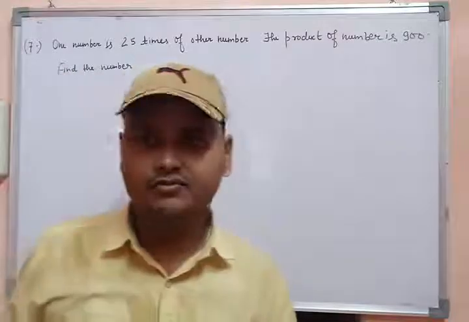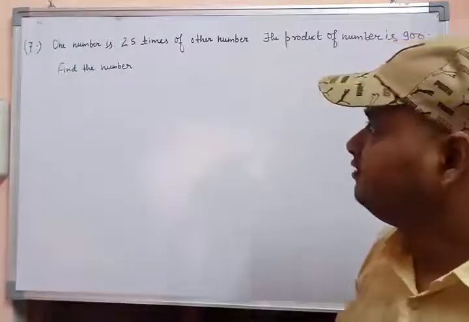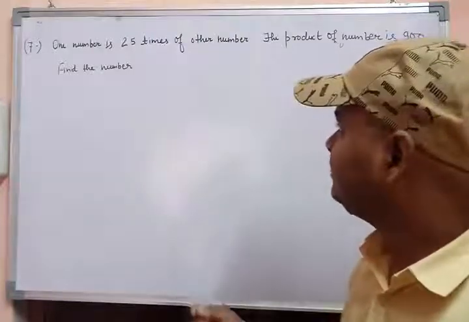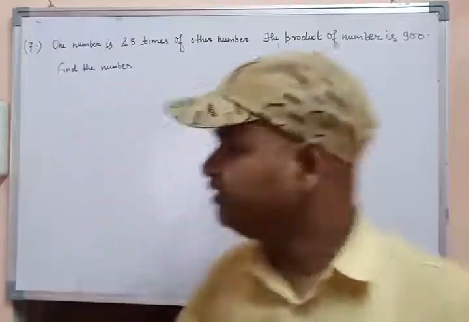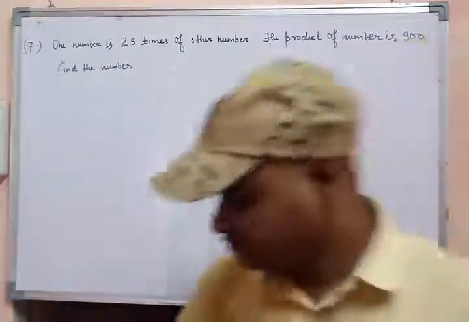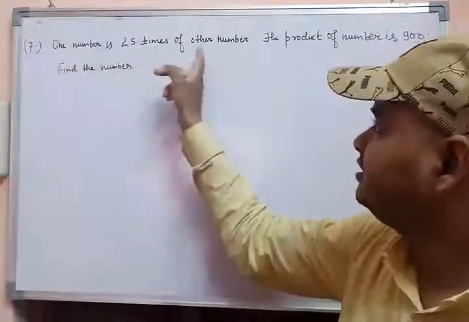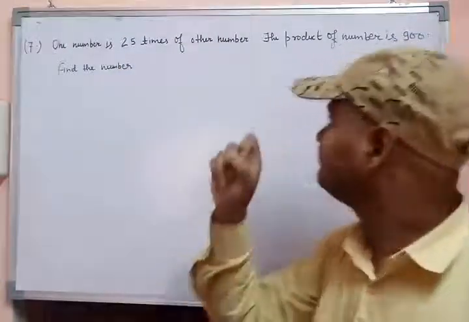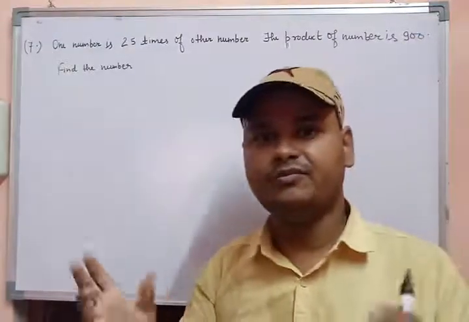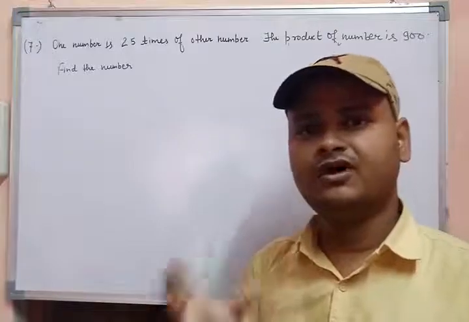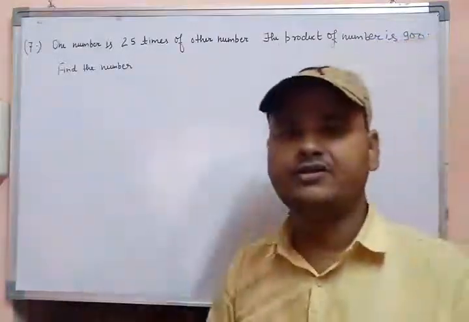Now students, we are moving to our very interesting question. Question number 7 is saying that one number is 25 times of the other number. The product of both numbers is 900. Then find the number, you have to find the unknown number.